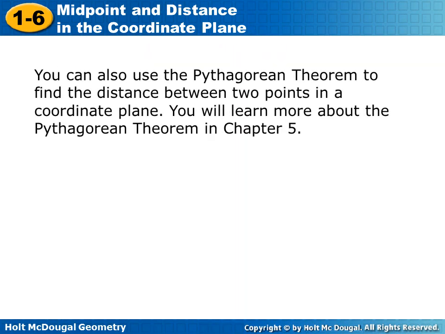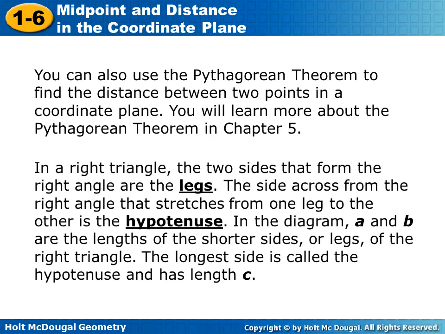You can also use the Pythagorean theorem to find the distance between 2 points in a coordinate plane. A lot of students find that this is much easier. You will learn more about the Pythagorean theorem, however, in Chapter 5. In a right triangle, the two sides that form the right angle are the legs, so those are the two shorter sides. The side across from the right angle that stretches from one leg to the other is the hypotenuse, or the longest leg. In the diagram, A and B are the lengths of the shorter sides, or legs, of the right triangle. The longest side, the hypotenuse, has length of C.